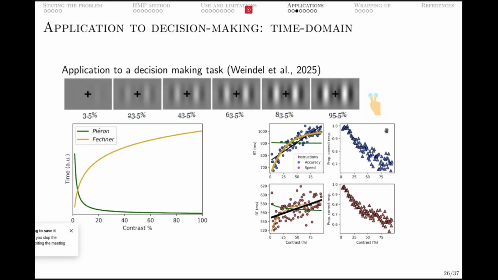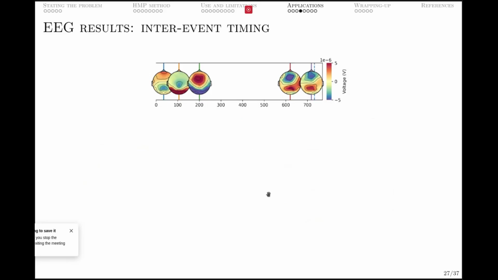And if we look at the reaction time, when we ask participants to be accurate, the reaction time is clearly increasing with the increase in contrast. But in the speed condition, the reaction time is actually more a linear function rather than the nonlinear one that we expect. And we do see some evidence, a tiny bit, for the low contrast where we predict a decrease. So what we did was to analyze the EEG data using HMP.